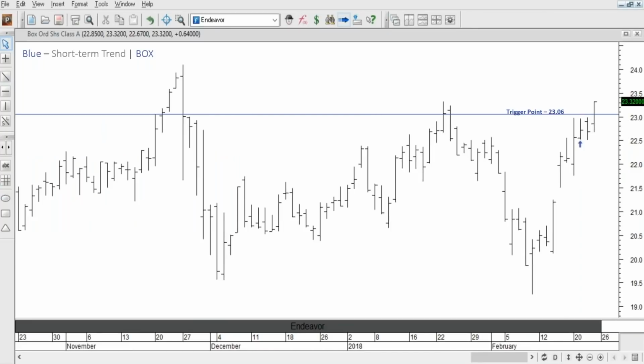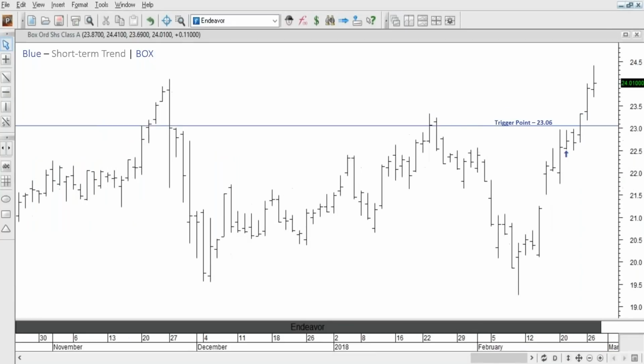I'll move us forward in time again. And in only 3 days, price moves up over 4%. In fact, it actually moves up and hits over 5% at one point, but then it closes down just above 4%. Now, I don't know about you, but this is what I call a short-term trend.